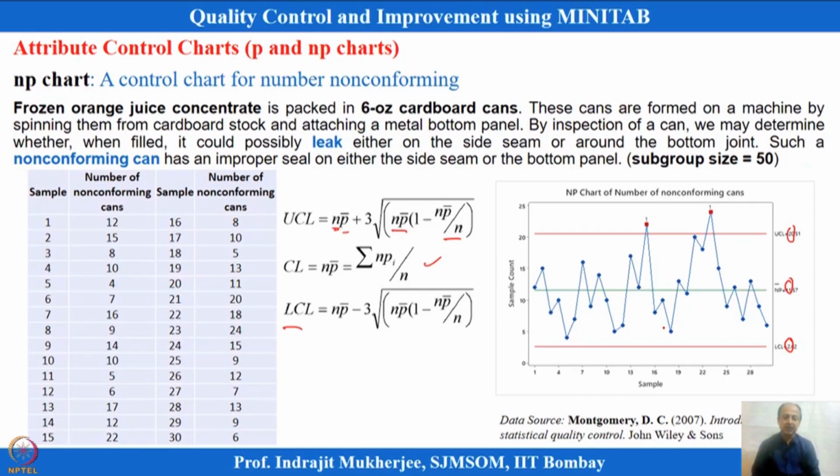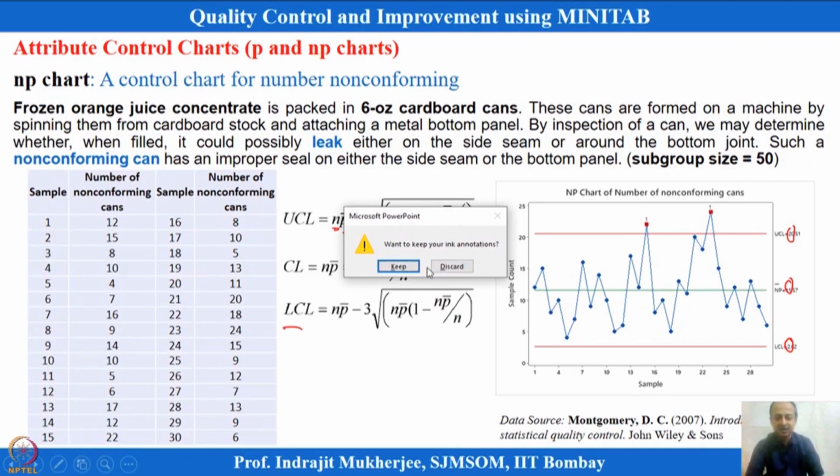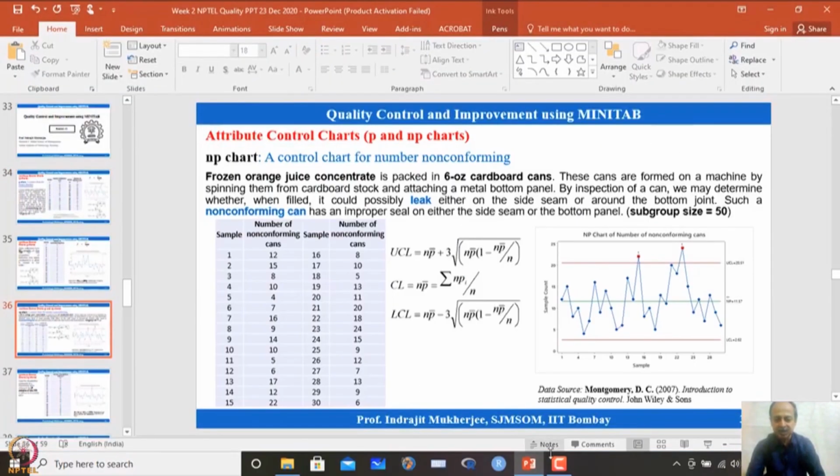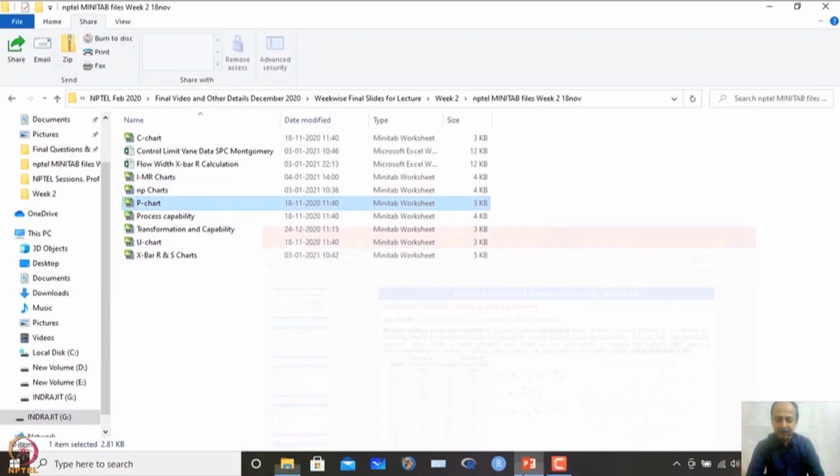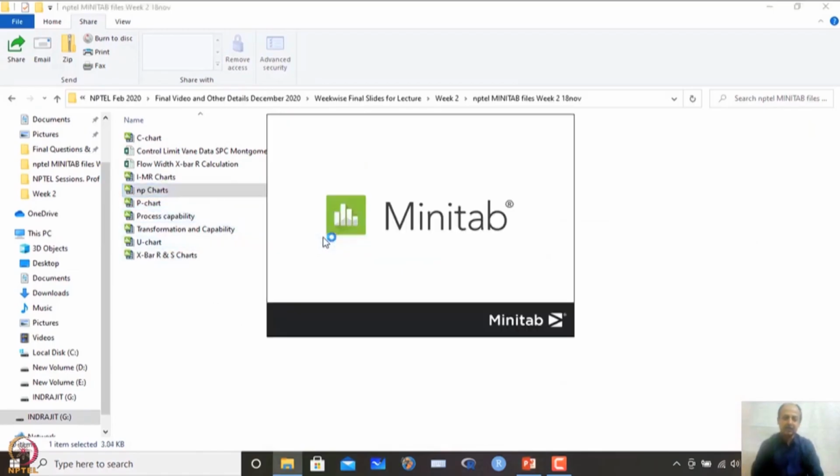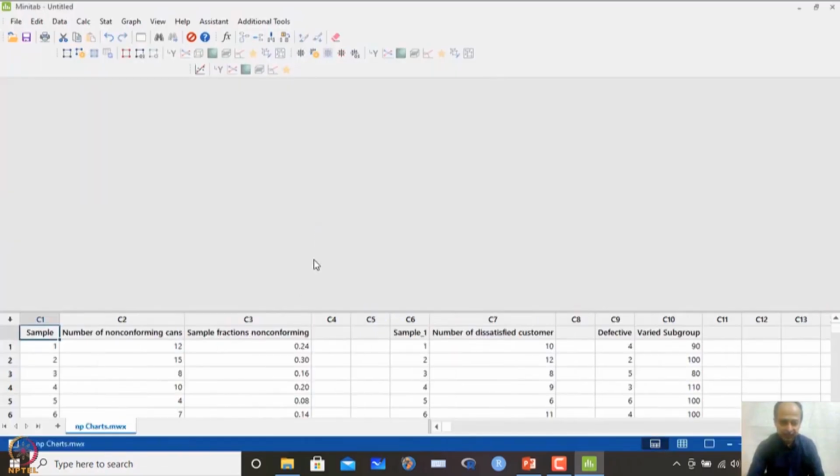So the number of defectives out of 50 inspected should not go beyond 20. That is the general feeling of the operator, and that becomes easier for the operator to monitor. So we have a chart known as the NP chart, which is just a variant of the P chart. We can also see NP charts in the same way.